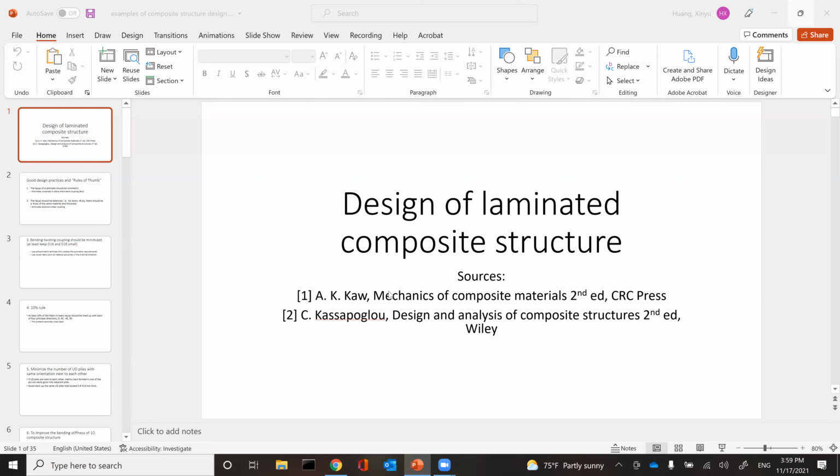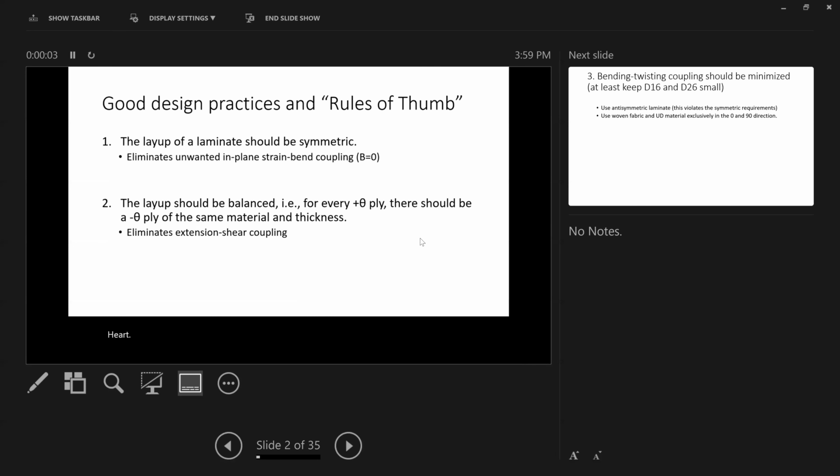Okay, let's get started with this. Next page, full screen. All right.